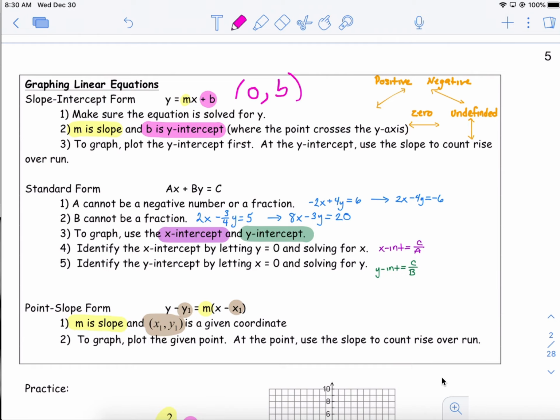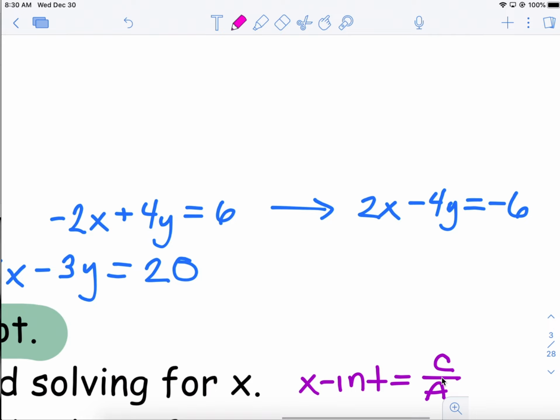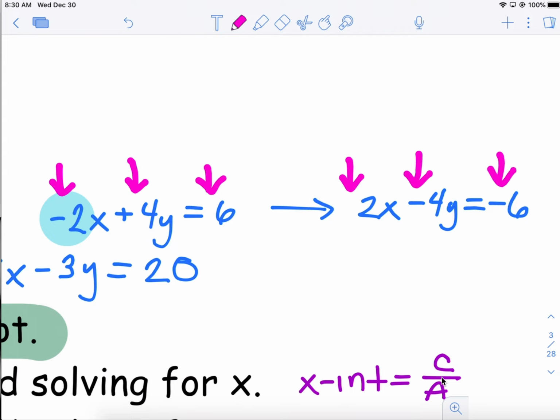All right, second thing we want to talk about is standard form. Standard form has two specific rules. Number one, A is not allowed to be a negative, and B is not allowed to be a fraction. So if I had an equation like this top one, and I see that my A is negative, what I would do is change all of the signs to make that 2 a positive, 4 a negative, 6 a negative. That's how we would fix it.